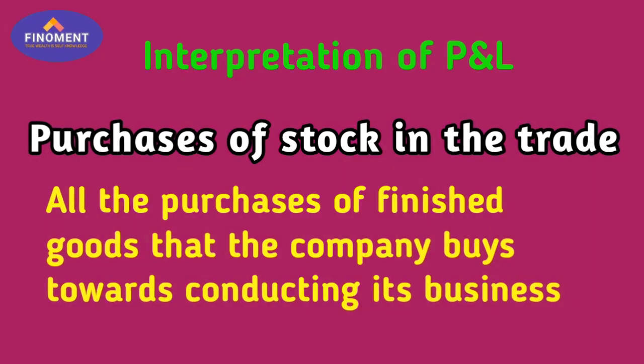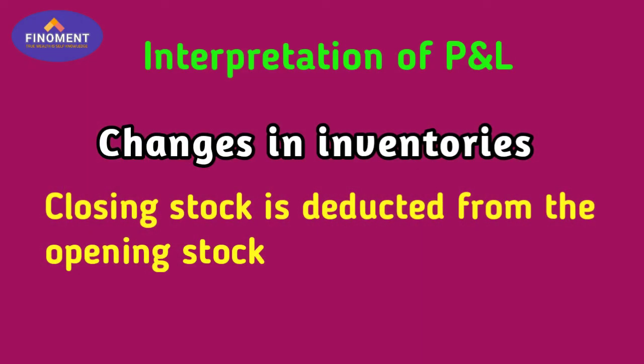The next is changes in inventory. Inventory means stock of the company, that is, stock of the company in our example is paints. So closing stock will be subtracted from the opening stock, and the net of the inventory will be shown under the changes in inventory head.